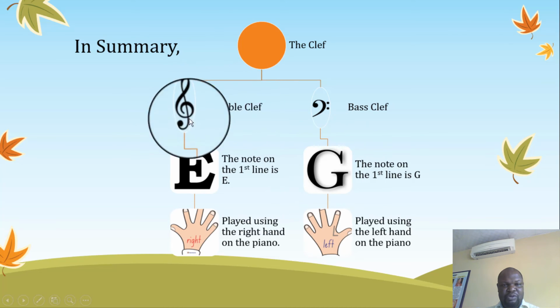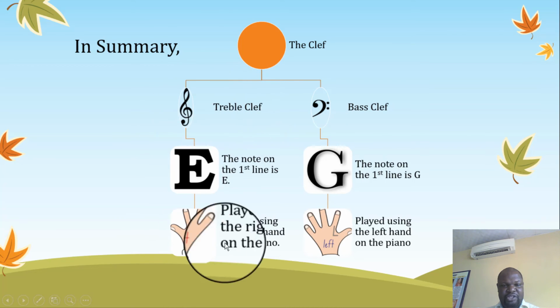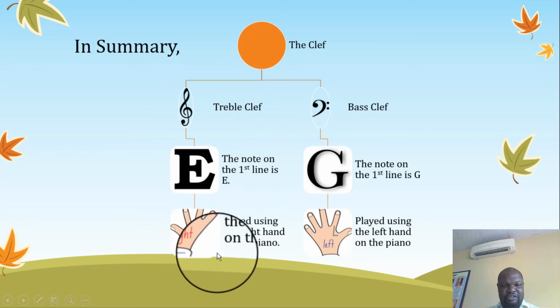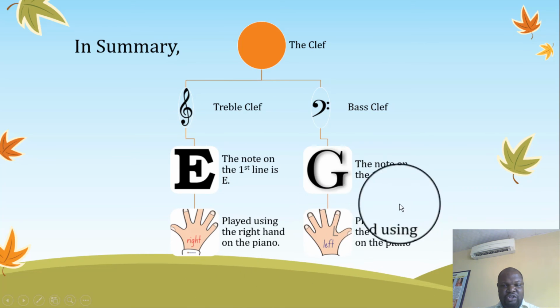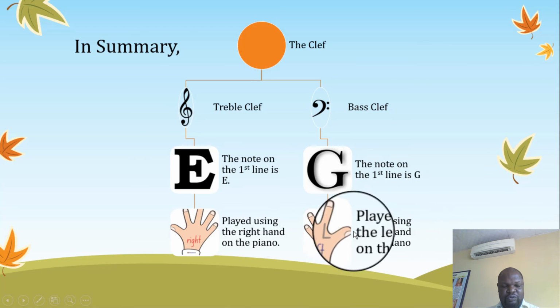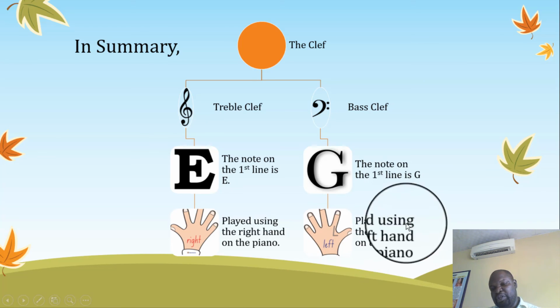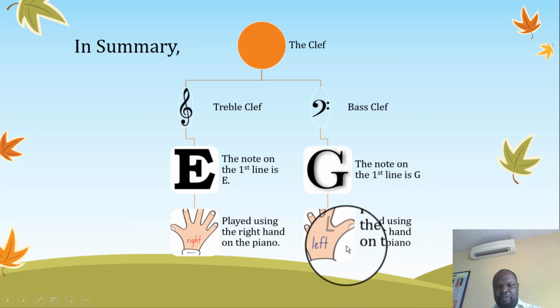And we said for the treble clef, all the notes written on it will be played using the right hand on the piano. For the bass clef, all the notes written on it will be played using the left hand on the piano.